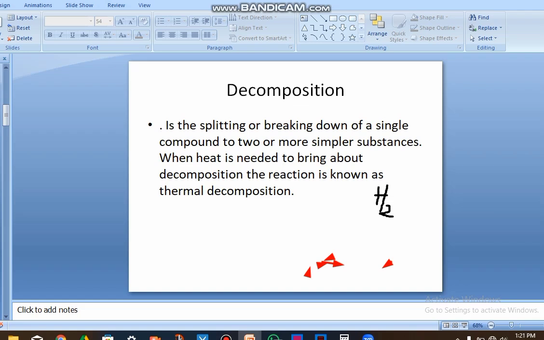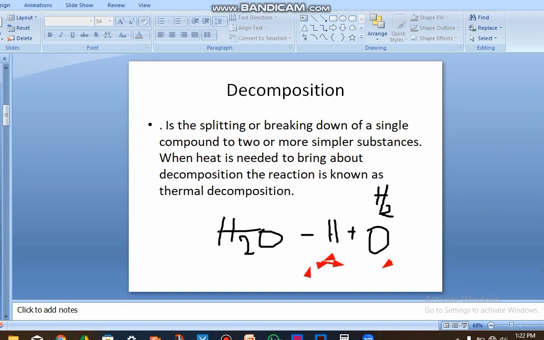Are you getting it? Let me show you something. This is water, right? H2O is water, isn't it? Don't mind my handwriting. So H2O can split to form hydrogen and what? Oxygen, isn't it? So meaning that this compound H2O is decomposing to form smaller compounds. So this is the meaning of decomposition. Are you getting it?